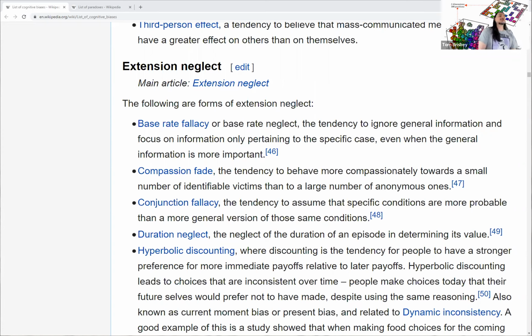The conjunction fallacy: the tendency to assume that specific conditions are more probable than a general version of those same conditions.